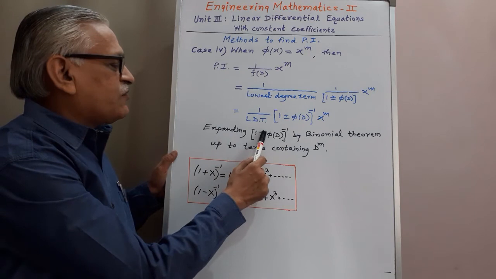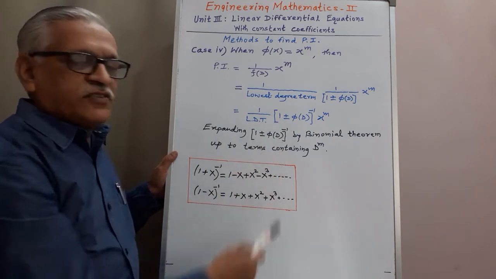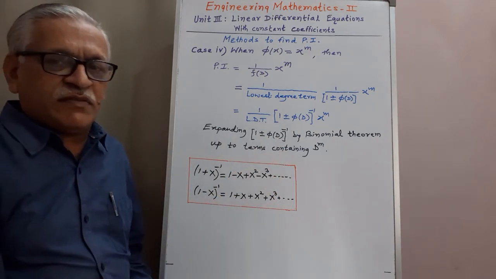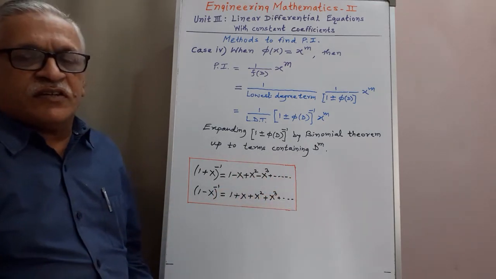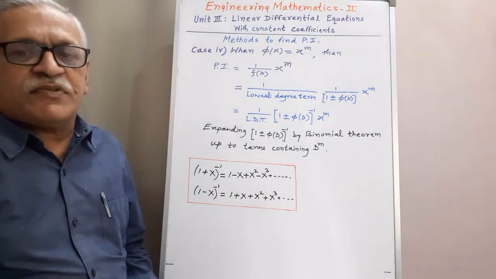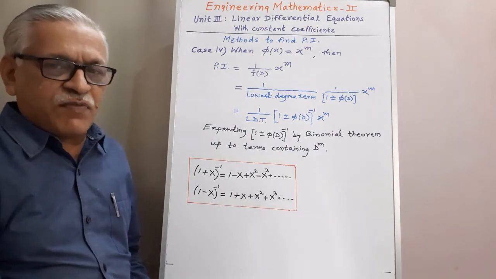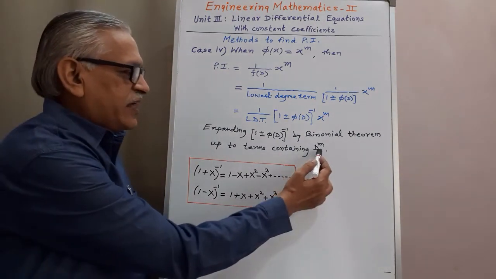expanding that 1 plus phi of D or 1 minus phi of D raised to minus 1 by binomial theorem up to terms containing D raised to m. We have to consider terms up to D raised to m, meaning neglecting the higher powers than D raised to m.